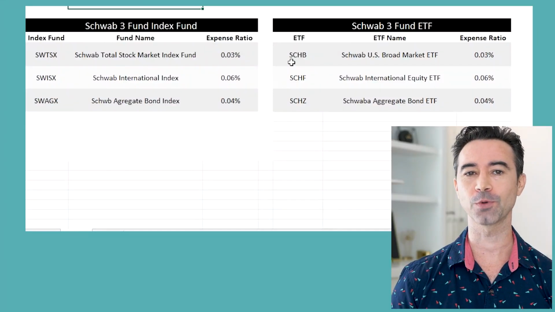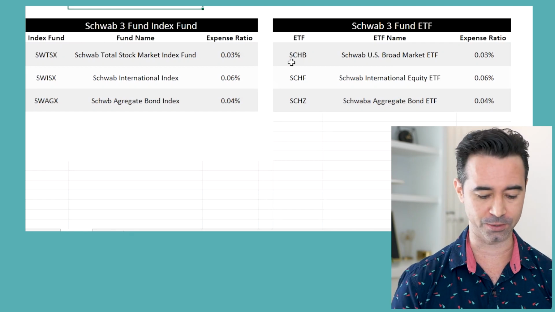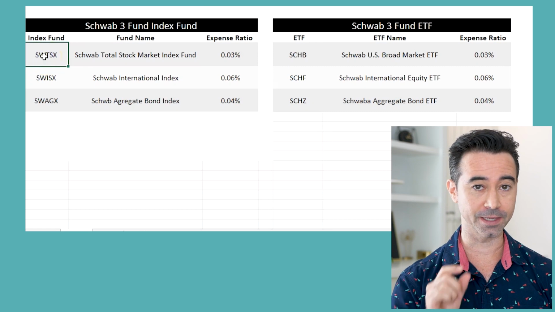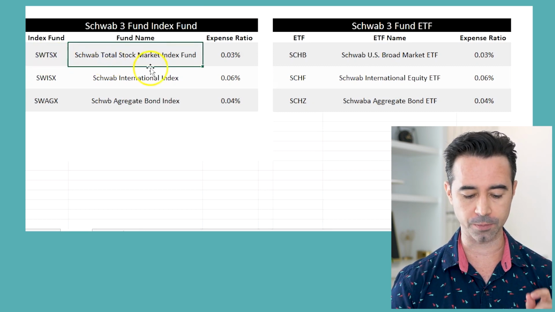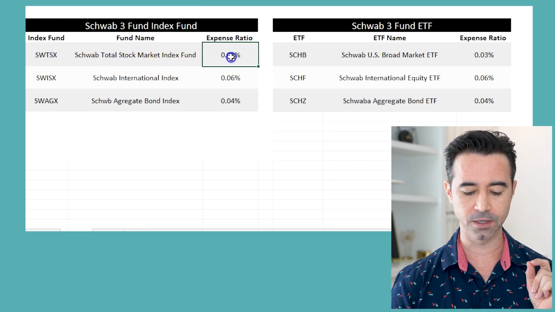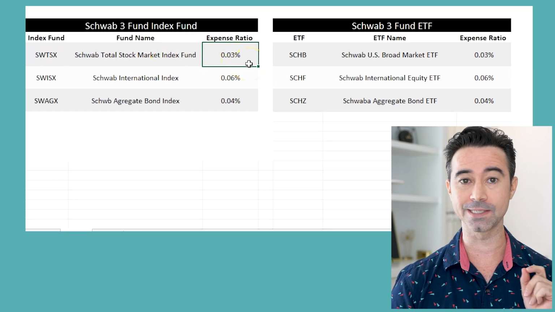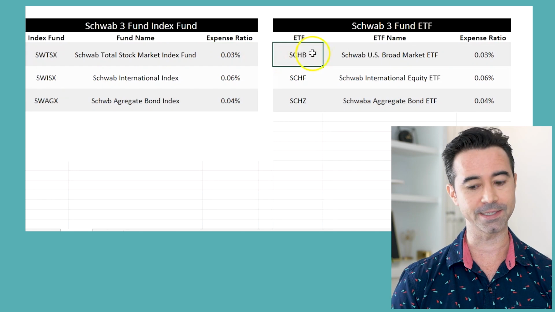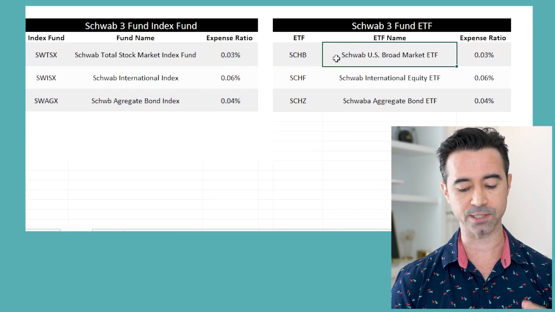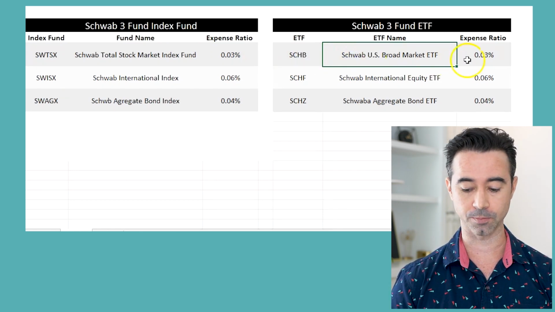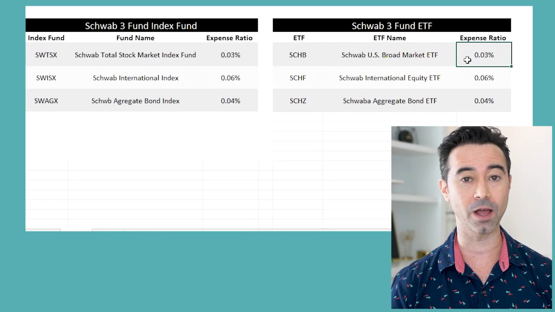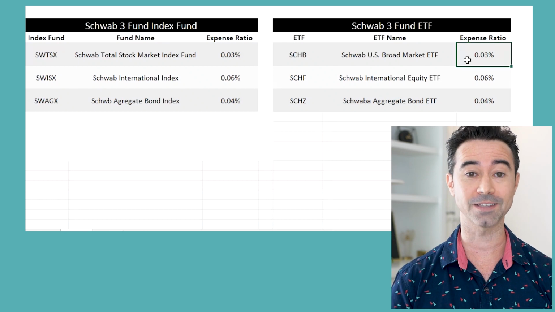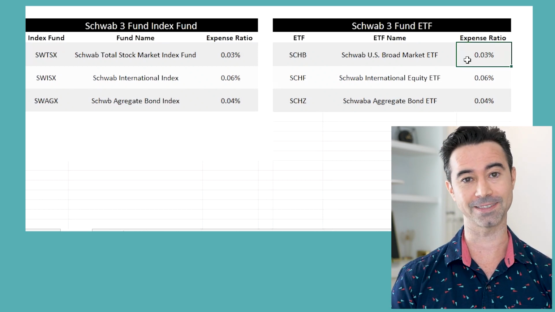Okay, so here are the Charles Schwab Index Funds or ETFs that you can use. So first, we have the SWTSX for the Index Fund, which is the Charles Schwab Total Stock Market Index Fund with an expense ratio of only 0.03%. Now, if you want to go with the ETF, you're going to go with SCHB, the Schwab US Broad Market ETF, which is a 0.03% expense ratio as well. Very low expense ratios. It's going to give you exposure to the broad stock market domestically in the United States.